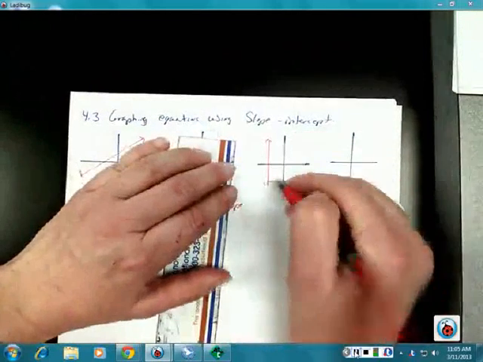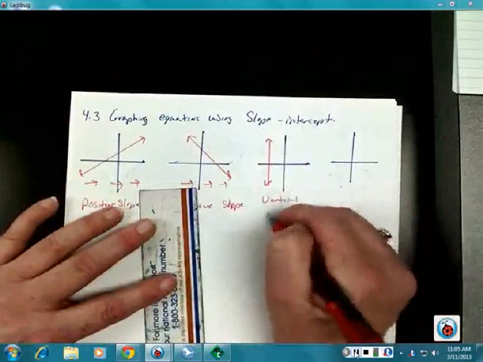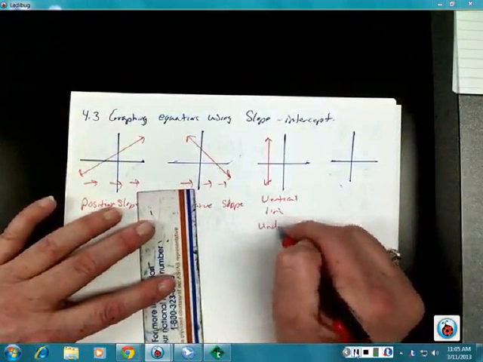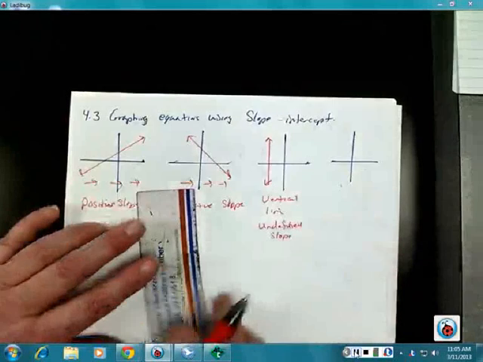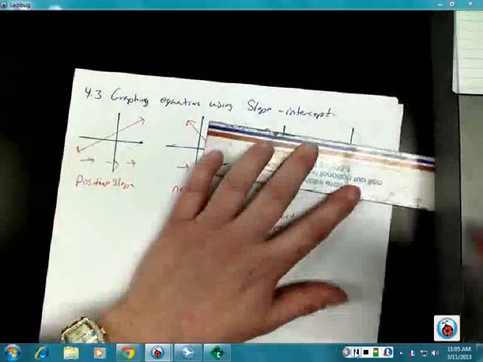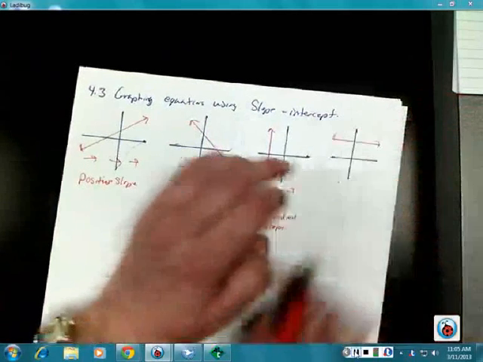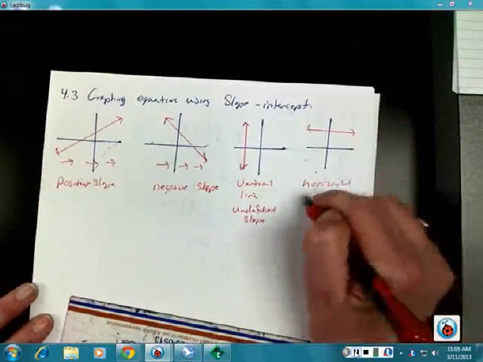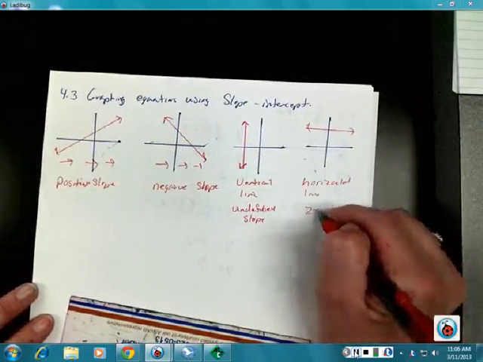One was that straight up and down line, which is a vertical, and it has an undefined slope because it doesn't taper in any direction. It's straight up and down. And then the last one is the other one we talked about in the previous section, and that is a horizontal line. And it has a zero slope.